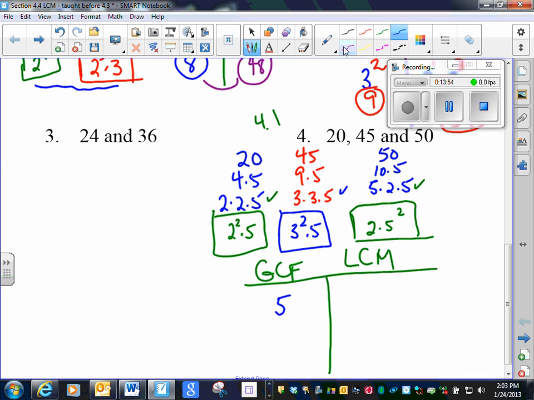Now I've got to go back and put an exponent on it. This is 5 to the first power. This is 5 to the first power. This is 5 squared. 1 is lower than 2. My GCF is just 5.